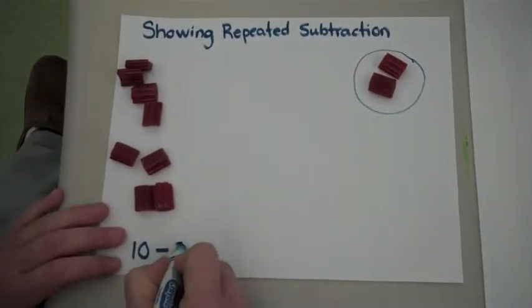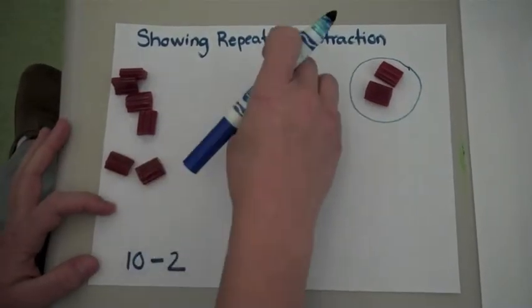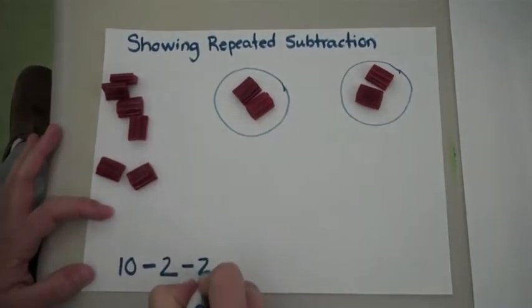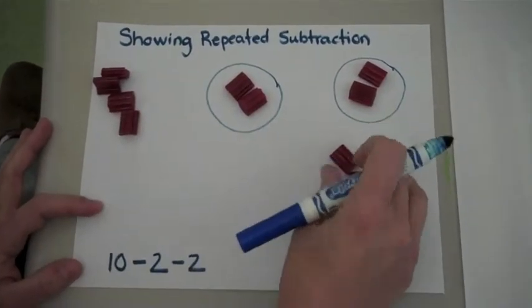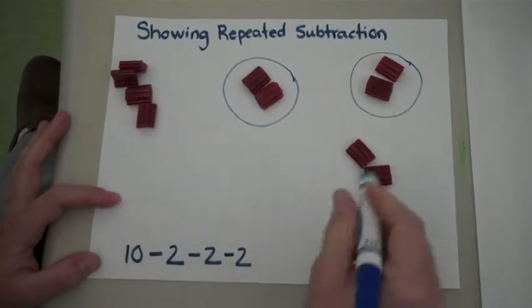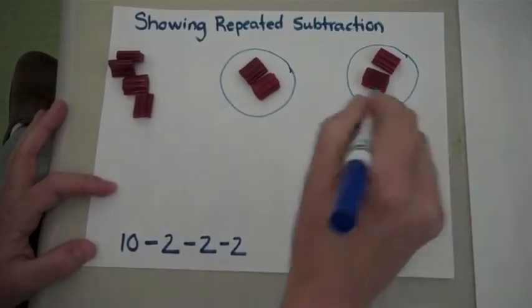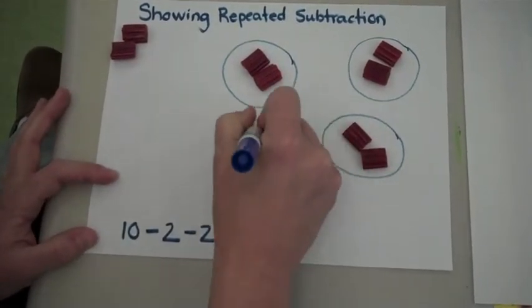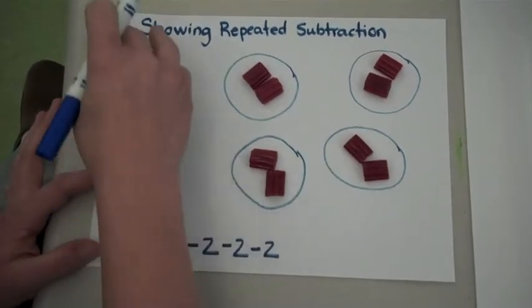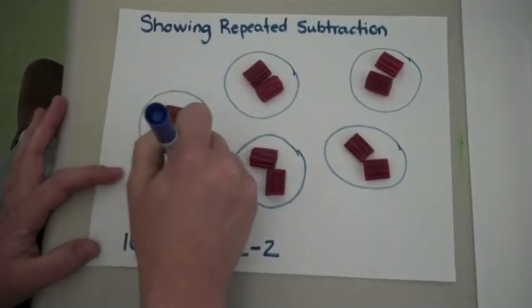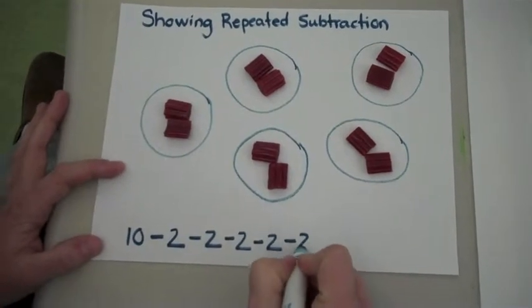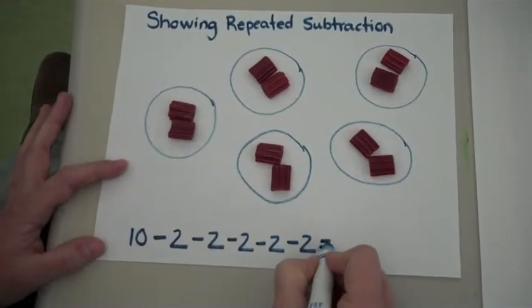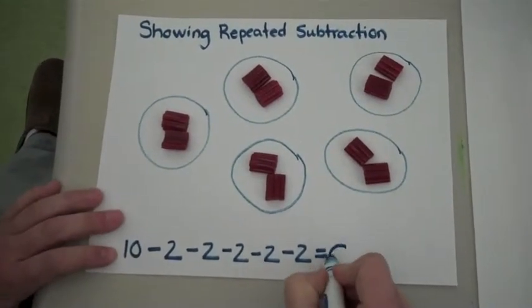So I subtracted 2 from that, and I'm going to make another group. Here's another group. So I subtracted another 2 from 10. Here's another group. I subtracted another 2. Here's another group. I subtracted another 2. And here's my last group. And I subtracted another 2. When I subtract 1, 2, 3, 4, 5 2's from the number 10, that will give me 0.